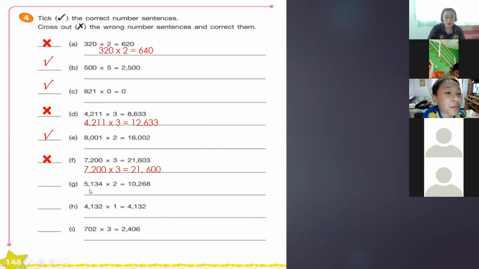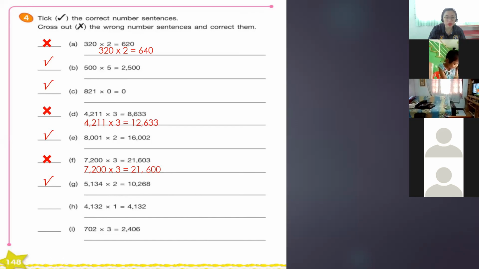Okay, letter G. We have 5,134 multiplied by 2 is equal to 10,268. So is this correct? Yes, it is correct. The product of 5,134 multiplied by 2 is 10,268. Okay. Next is letter H.